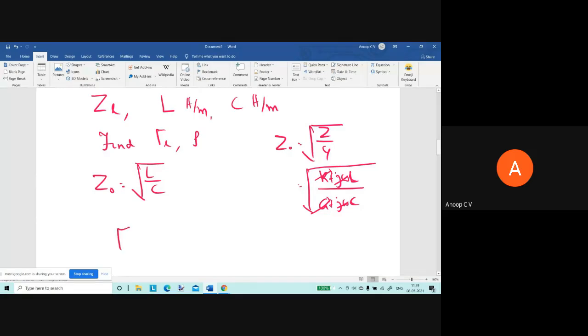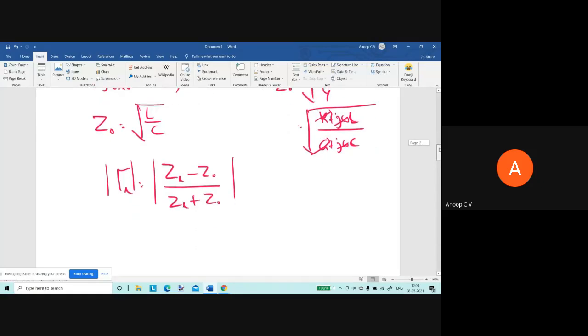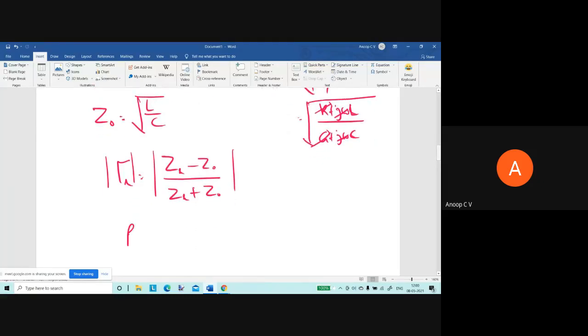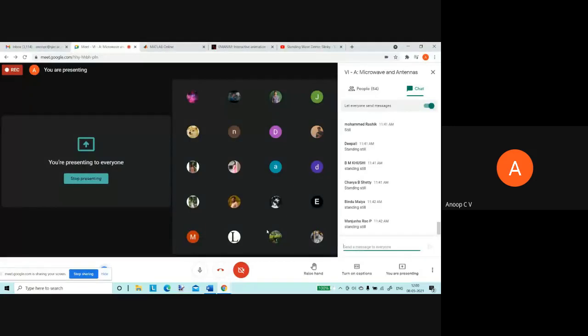And gamma L will be ZL minus Z naught divided by ZL plus Z naught, right? Then you can find mod of gamma L as the modulus of this entire thing. Only the magnitude you have to find, right? Then rho will be 1 plus mod of gamma divided by 1 minus mod of gamma. So this is one problem which was asked last time, right? Very straightforward problem. And yeah, I think that's it.